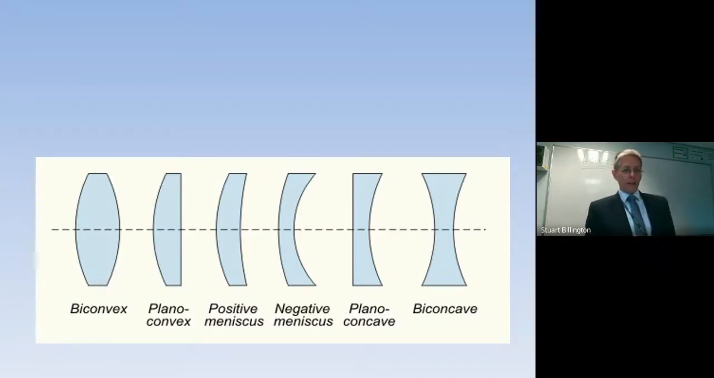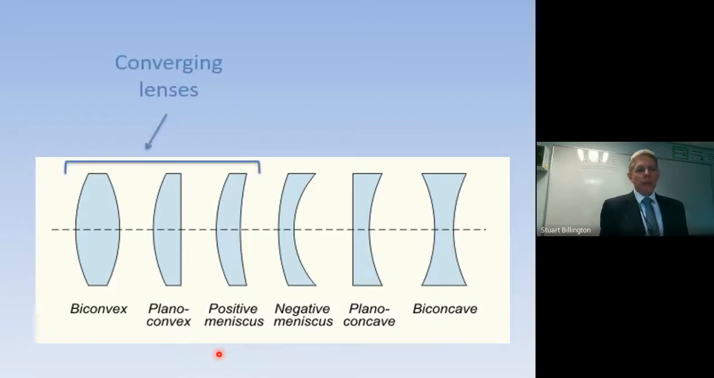Okay, what we've got here are the names of different shapes of glass, but the point is that they are either fatter in the middle and thinner at the edges, which are these three here, or they're thinner in the middle and fatter at the edges, which is these three here. So which particular shape they are is largely irrelevant for our purposes. What we just need to focus on is whether we've got a fat in the middle lens or a thin in the middle lens. So the ones that are fatter in the middle are often referred to as converging lenses, which is what today's lesson's about.